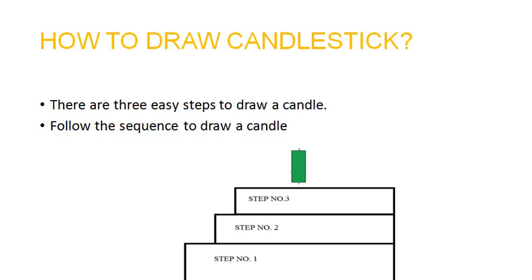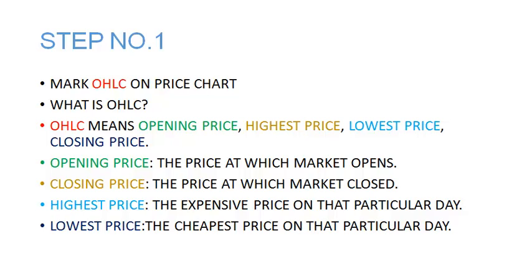So first of all, mark OHLC on the chart. What is OHLC now? OHLC means open, high, low, close. So when I'm talking about OHLC, I'm talking about O being the opening price, H being the highest price, L being the lowest price, and C being the closing price. So first of all, mark open, high, low, close on the chart. In the next few slides, I'm going to show you how that is done.